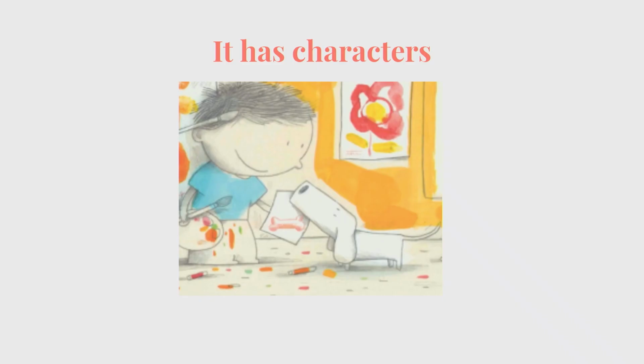So, when we're writing, we want to make sure that all of our stories have characters. That means we always include the people that we did things with. So, if you're writing a piece about a time that you went to the park with your older cousin and your little brother, then you'd want to include, I went to the park with my older cousin and my little brother.